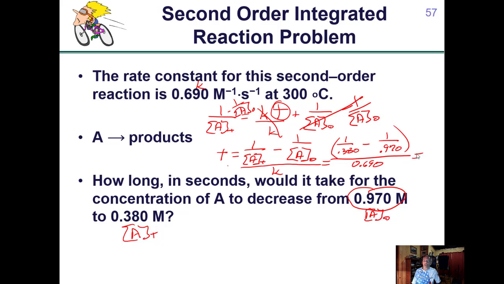Okay, so let's do the math and let's see how that works out. When I do that, it looks like I come out with 2.32 seconds. Well, that's a pretty fast reaction. We're losing about 2/3 of our starting concentration in a period of 2.32 seconds.